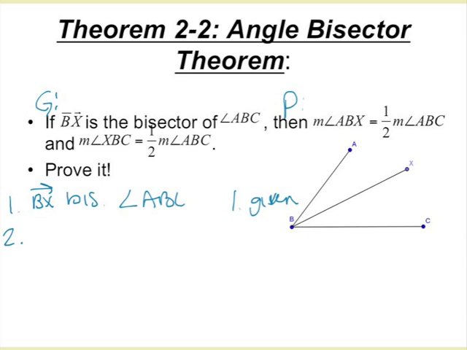Then, I want to say, where can we go from here? Well, we could ask ourselves, what does it mean to bisect? So our definition of angle bisector that we learned back in chapter 1 is that it makes 2 equal angles. So we can say the measure of angle ABX is equal to the measure of angle XBC. That's what it means to be an angle bisector, so that's the definition of angle bisector.